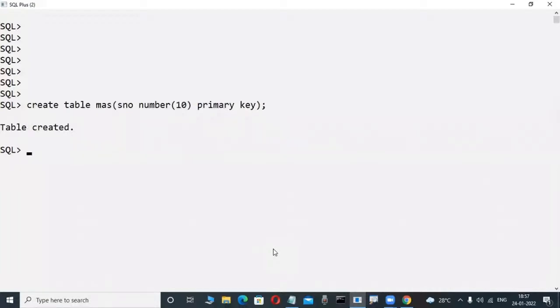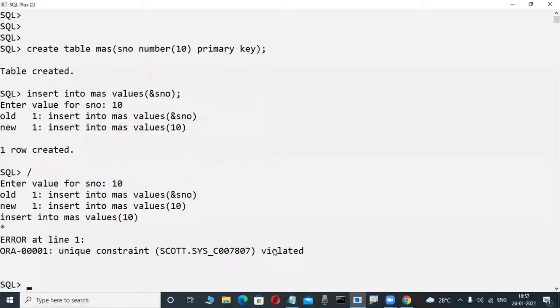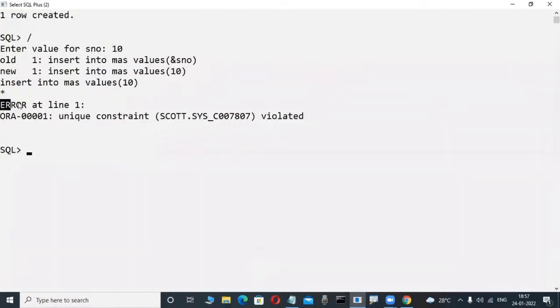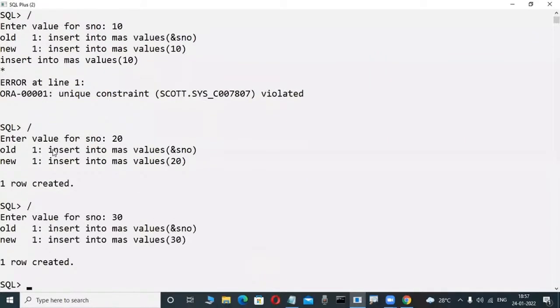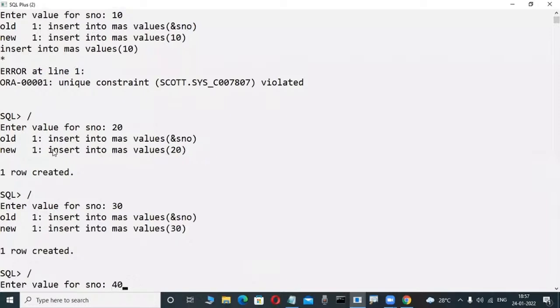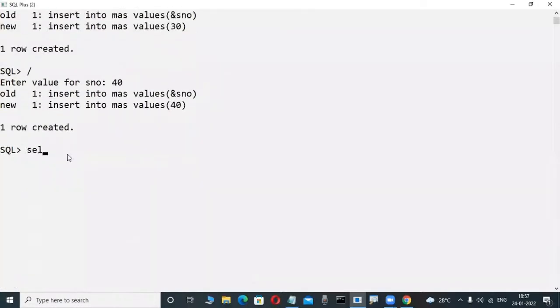Observe it here. Now I try to insert one duplicate data in the master table, for example 10. Again 10 is not possible. Duplicate not possible, error. But 10 one time, 20 one time, 30 one time, and 1, 2, 3 also are fine. We are viewing only that one.